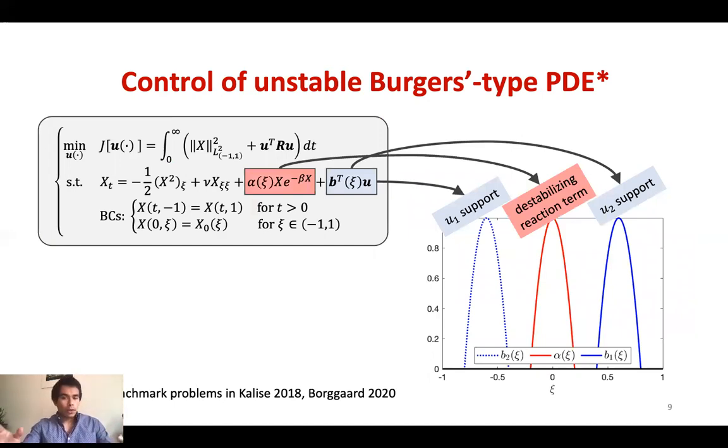Because normally if you have a Burgers PDE, it just diffuses out into nothing and you'll be stable anyways. But adding this additional term there will make the origin unstable, which makes the problem a little bit harder to solve, right? So this is a PDE.